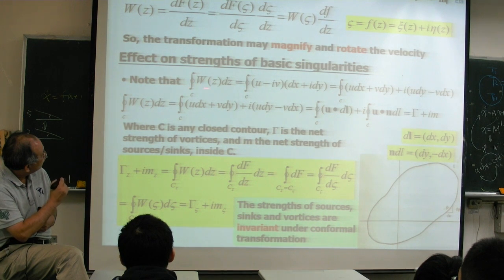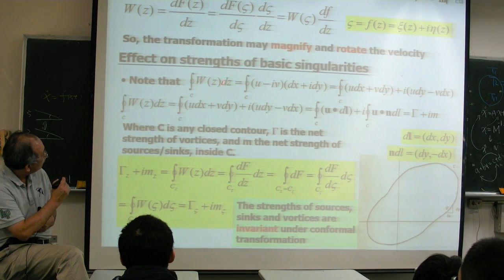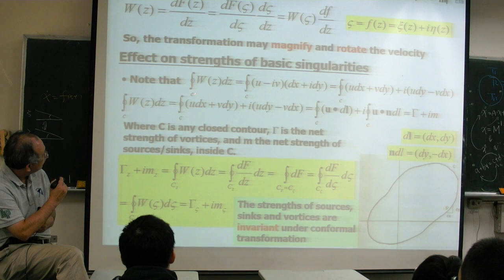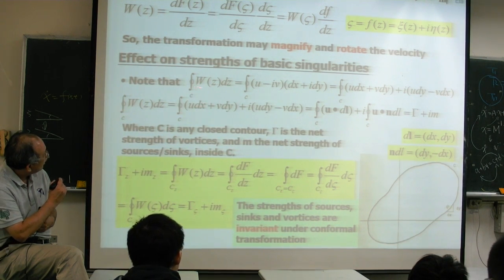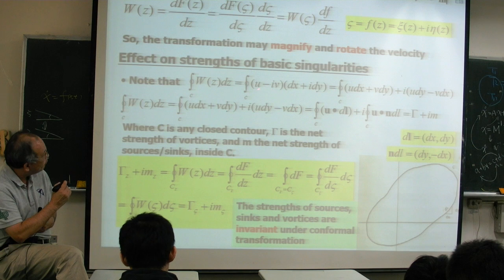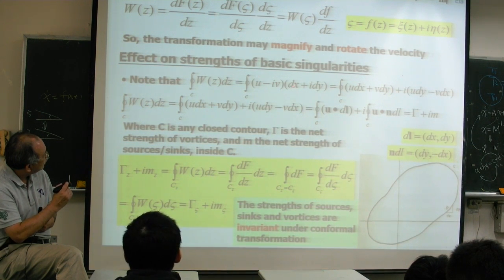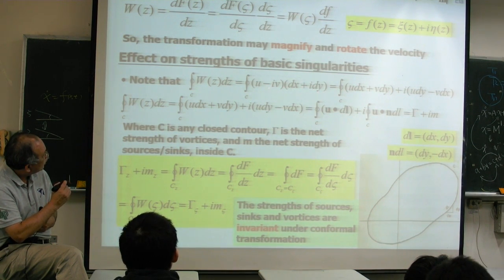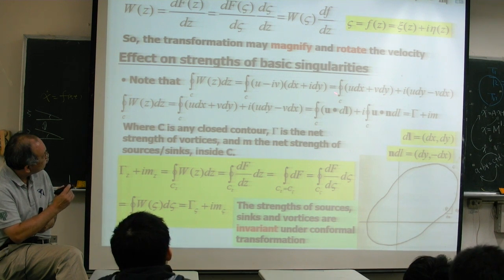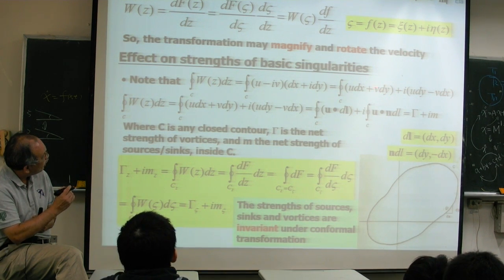Okay, so we do that. This is W prime, W is the complete velocity. We take the closed loop integral of the complete velocity, and the complete velocity definition is U minus iV, right? And dz is dx plus i dy. If you multiply these two and then find the real part and imaginary part, it will look like this.